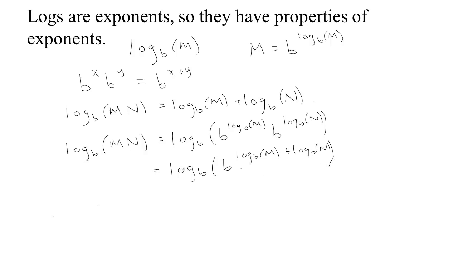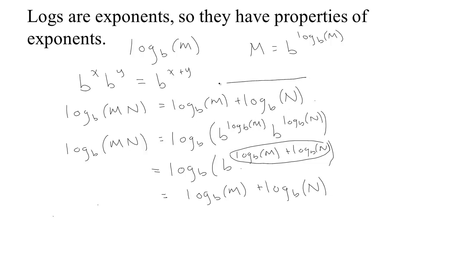Now when you're asking about the log base b of b to some number, you're just asking what exponent do I put on b to get b to this particular power? Well, obviously it would just be that exponent, right? So we have the log base b of m plus the log base b of n. So that shows that the log of the product is the sum of the logs. That's the product rule for logs.